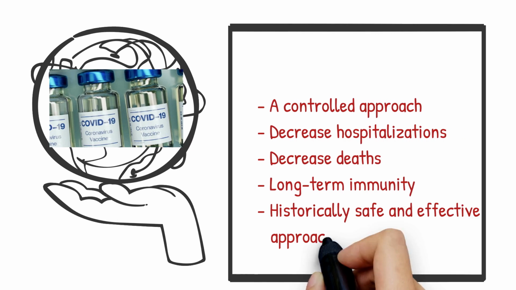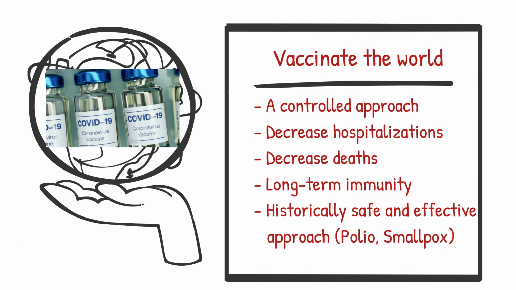The second approach is to vaccinate the entire world. The advantage of this approach: it is a controlled approach that will decrease hospitalizations, decrease deaths, and has the potential to confer long-term immunity for everyone. History reveals that this is a safe and effective approach. Two classic examples are polio, which has been nearly eliminated, and smallpox, which has been eliminated from the world.